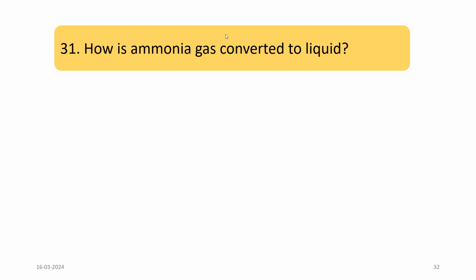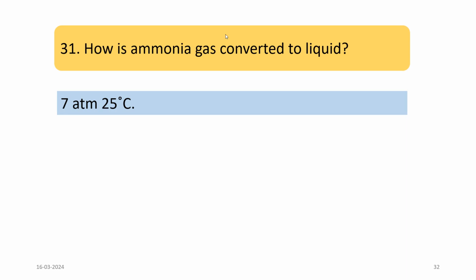Next question, how is ammonia gas converted to liquid? The answer is at 7 atmospheric pressure and 25 degrees centigrade, ammonia gas is converted to liquid.